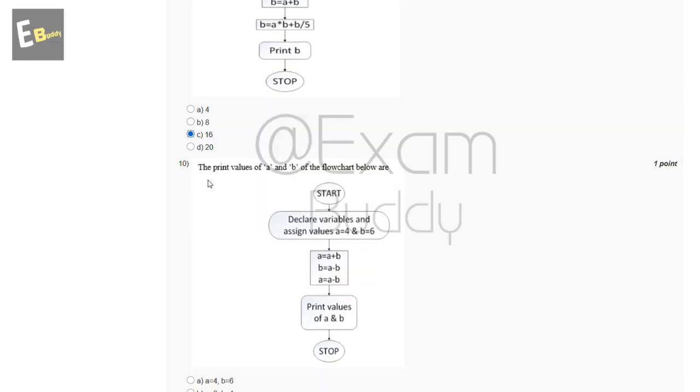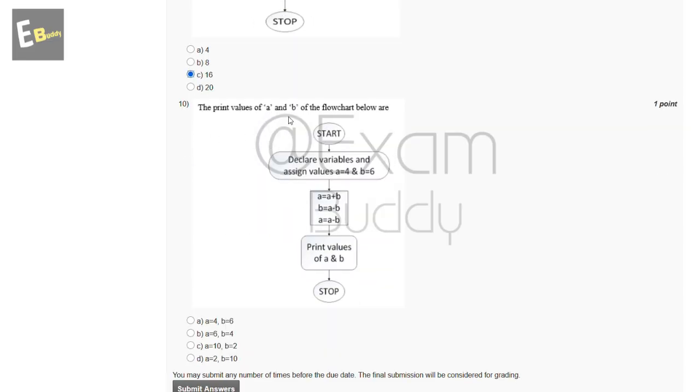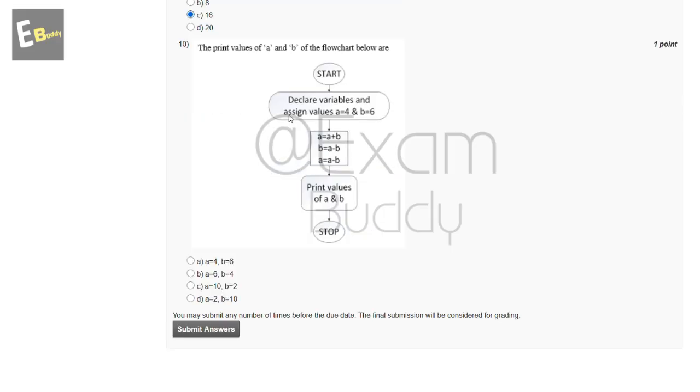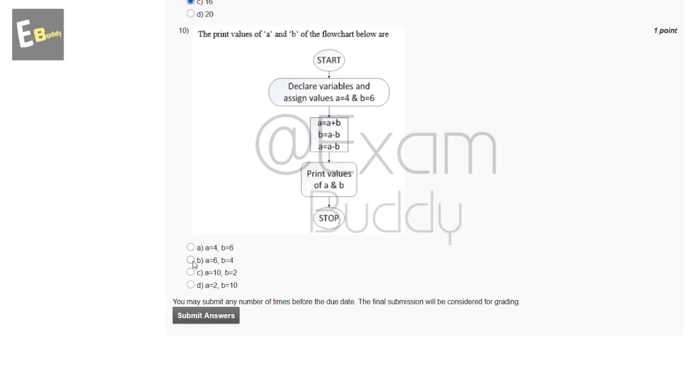Now the tenth question is, the printed values of A and B of the flowchart below are. This is the structure: declare variables and assign values, A equals 4 and B equals 6. So A equals A plus B, so the value of A is 10. Now B equals A minus B, 10 minus 6, so the value of B is 4. And A equals A minus B, 10 minus 4, so A equals 6. So the answer of the tenth question is B, A equals 6 and B equals 4.